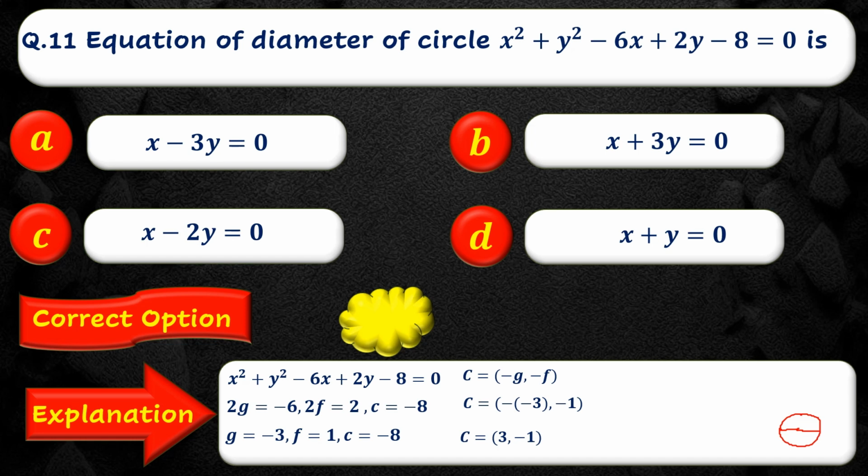Now we replace these coordinates of center in given equations one by one. We first check x plus 3y is equal to 0. Put x is equal to 3 and y is equal to -1, and we get 0 is equal to 0. Therefore, the center (3, -1) satisfies x plus 3y is equal to 0. In other words, the center lies on the line x plus 3y is equal to 0. Therefore, x plus 3y is equal to 0 is the equation of diameter. Therefore, correct option is option B.